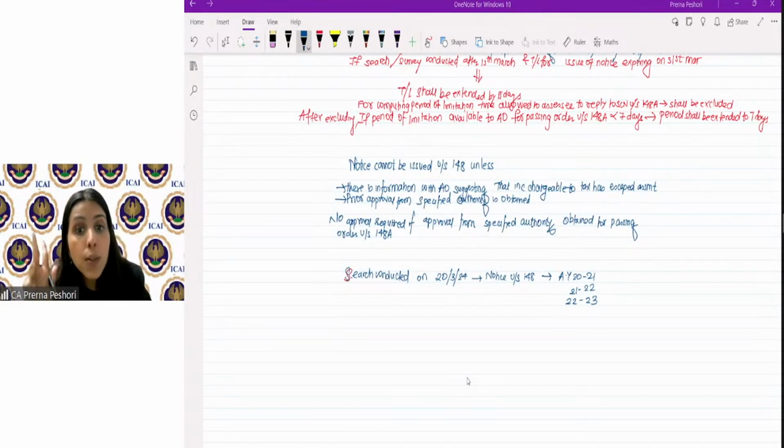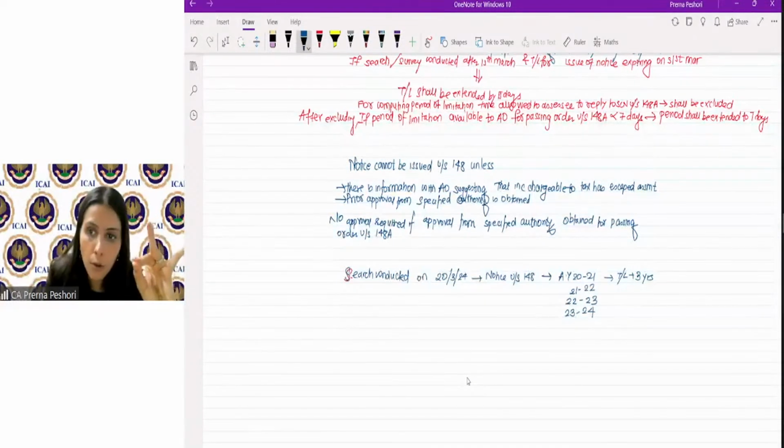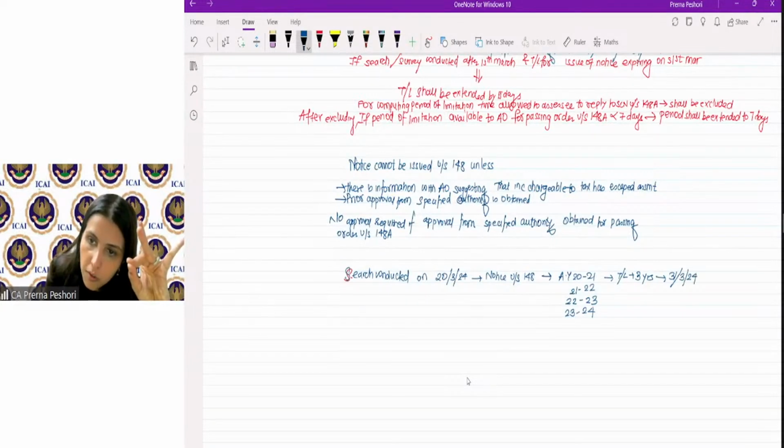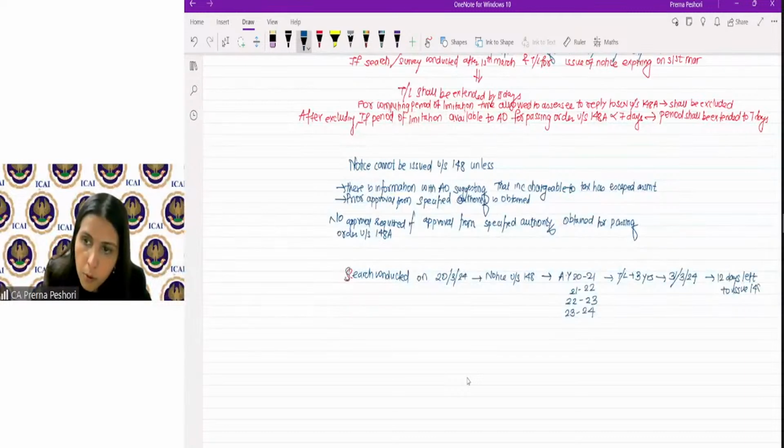Now, the AY 2021 notice which is there, and of course 23-24. What will be the time limit for this? The time limit for this will be 21-22, 22-23, and 23-24. For this, the time limit is expiring on 31st March 24. Right? Now, the assessing officer has only 12 days. So, only 12 days are left to issue the notice under 148.